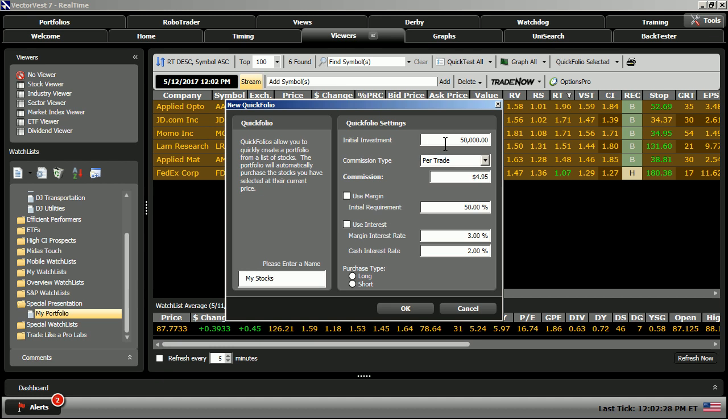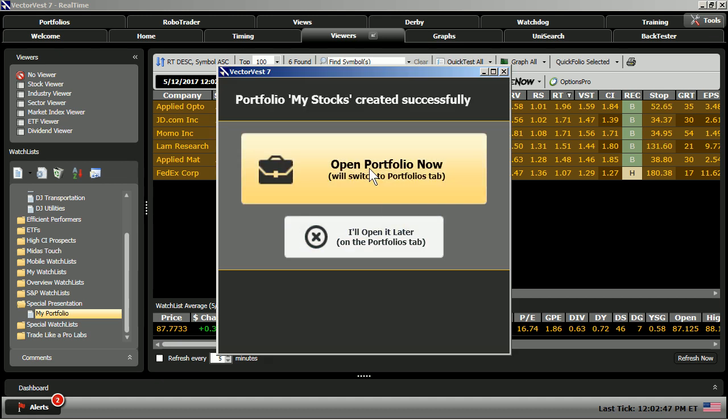You can put however much money in that portfolio as you'd like. Commission type, I'm going to keep it $4.95 per trade. I'm not going to use margin. And the purchase type is going to be long. These are bullish positions, so I want to make sure that the portfolio is tracking them accordingly. I'm going to click OK, and let's open the portfolio now.